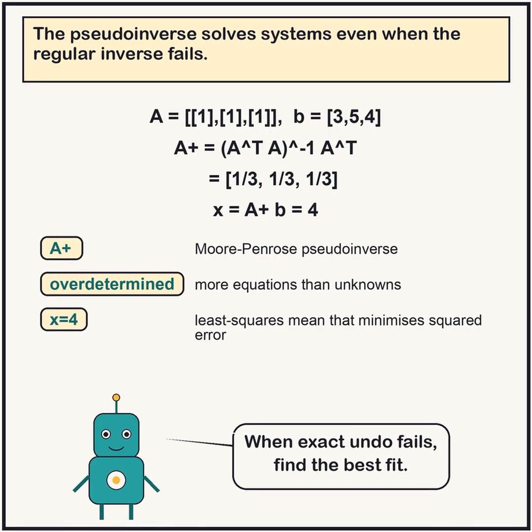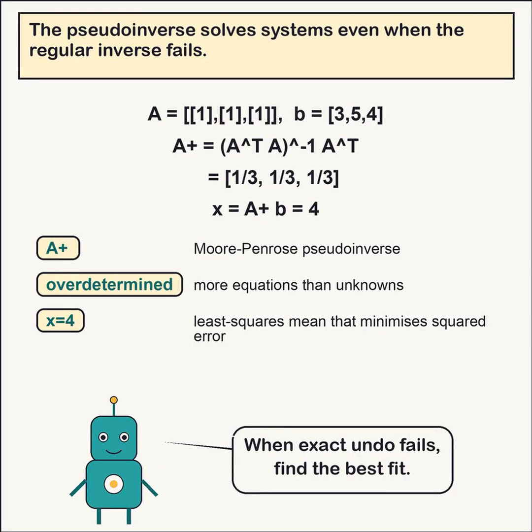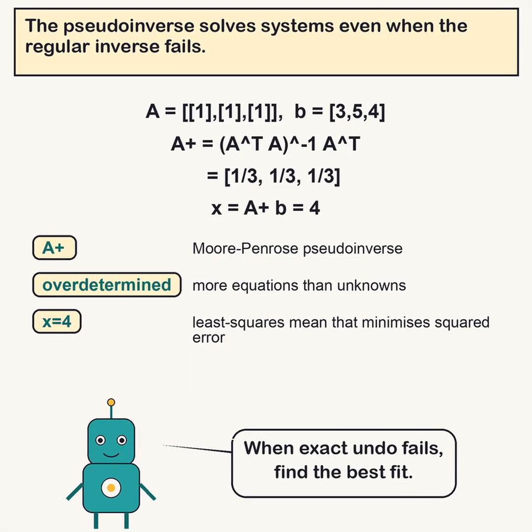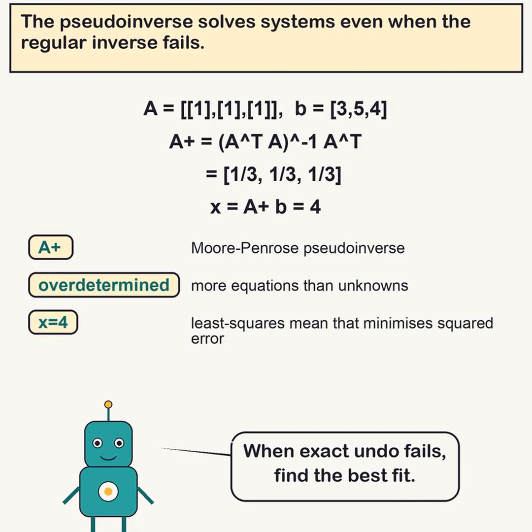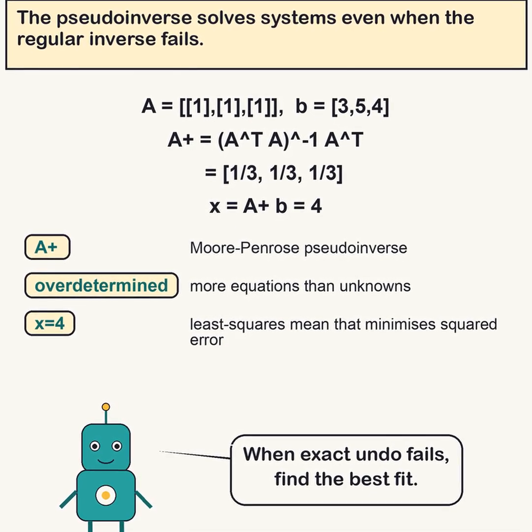The pseudo-inverse handles rectangular or rank-deficient cases. In the worked example, 3 conflicting equations for one unknown become a least squares solution, the mean value 4. Real-world analogy: the pseudo-inverse is like finding the best compromise route when no exact road reaches the destination.